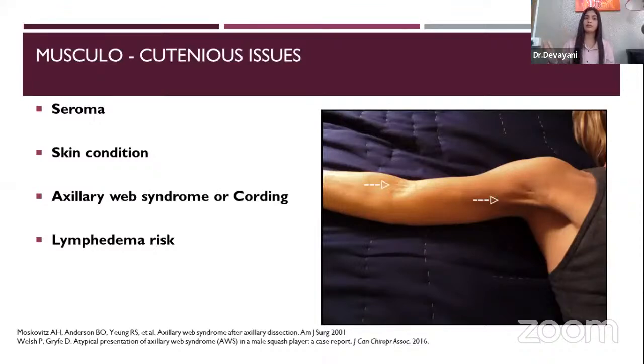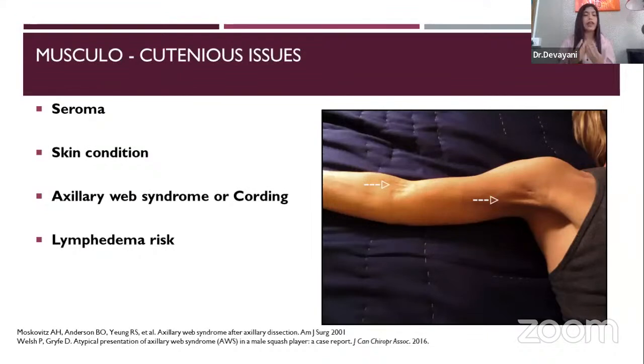and lymphedema is a lifetime thing. And we physios have a role to play in seroma, because there are certain studies which have shown that if we do excessive movements, excessive stretching and movements, in the initial 2 to 3 weeks of surgery, there are more chances that we can develop seroma in these patients.